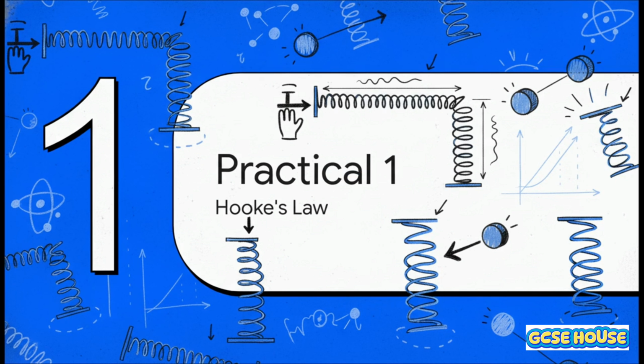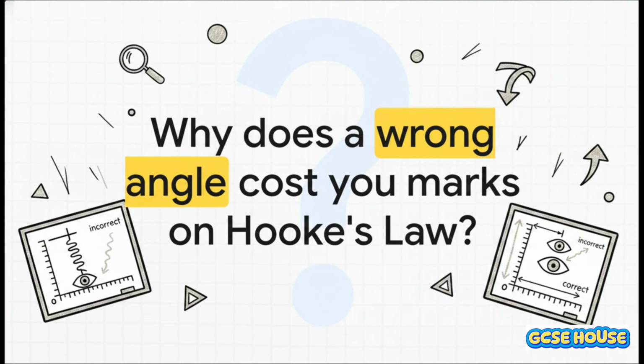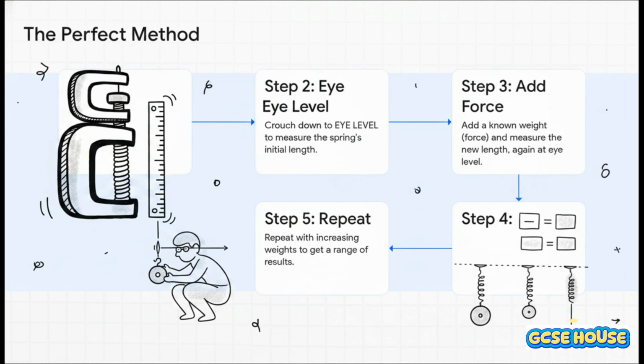So this one's all about a simple question. How much does a spring stretch when you pull on it? It's all because of something called parallax error. It's a super common mistake, but it's also incredibly easy to avoid. Here's the perfect method.